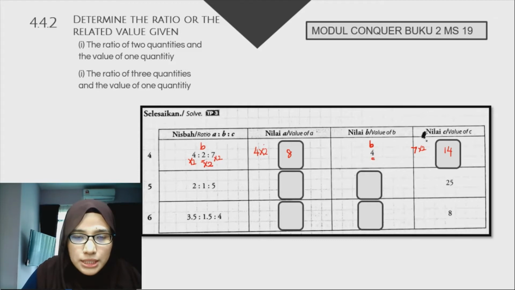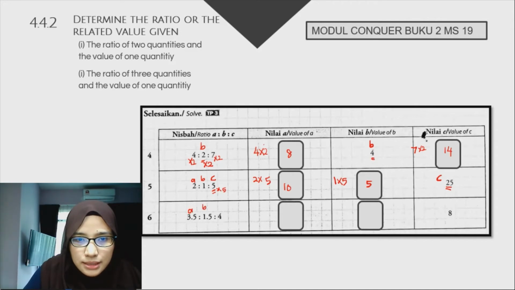So we have multiplication involved. What about number 5? Here we have value C is 25, compared to your ratio C is 5. Again, multiplication involved, which is times by 5. So your A must times by 5 as well. 2 times 5 is 10. And your B must times by 5. 1 times 5 is 5. Okay, this one is B. This one is A.